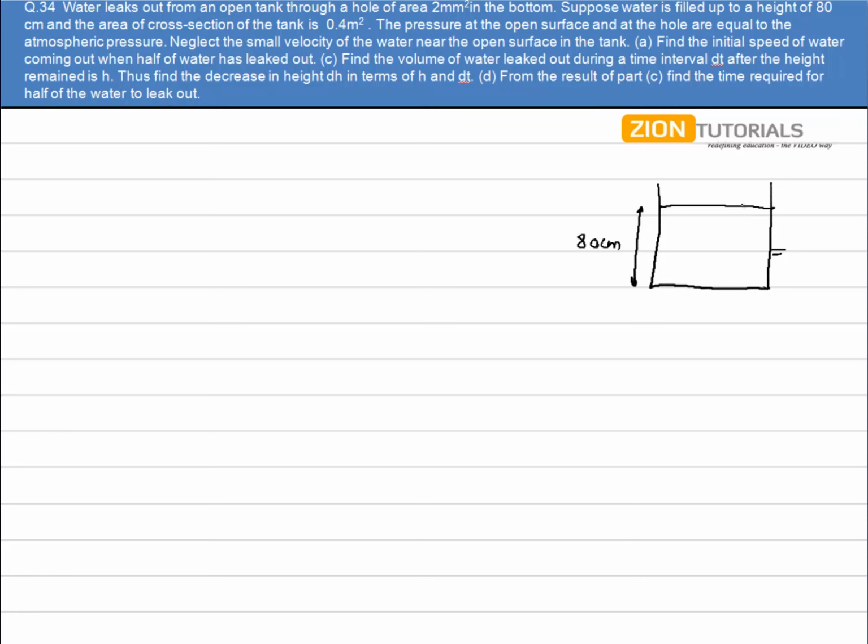Now what I'll do is, let's say this is my point A, this is my point B. I'll apply the Bernoulli at A and B. So I have pressure at A plus half of rho VA square plus rho g hA is equal to pressure at B plus half of rho VB square plus rho g hB.